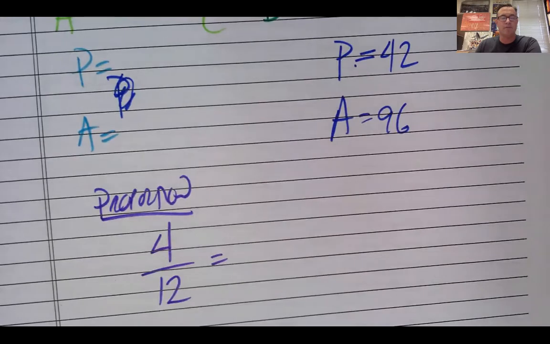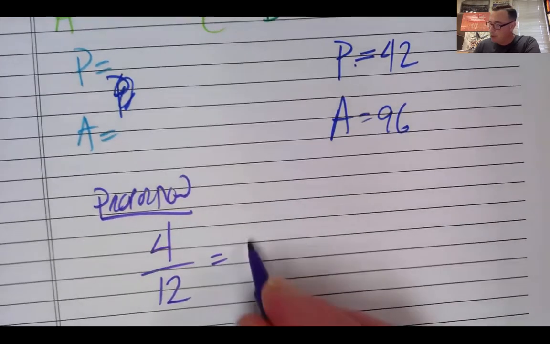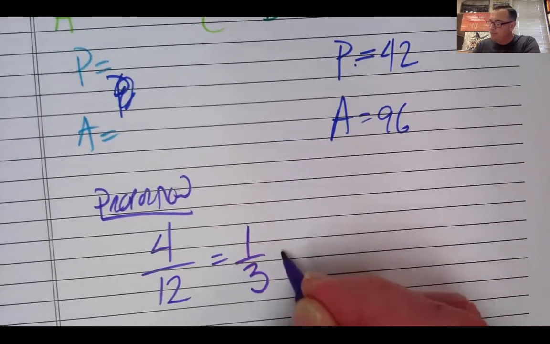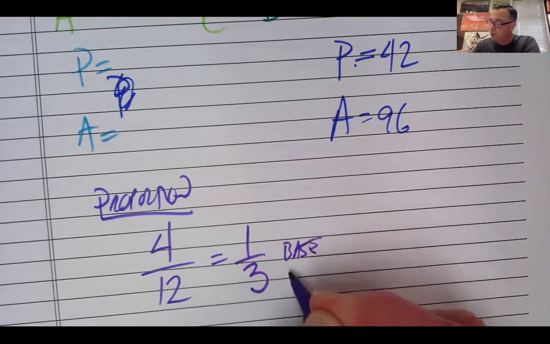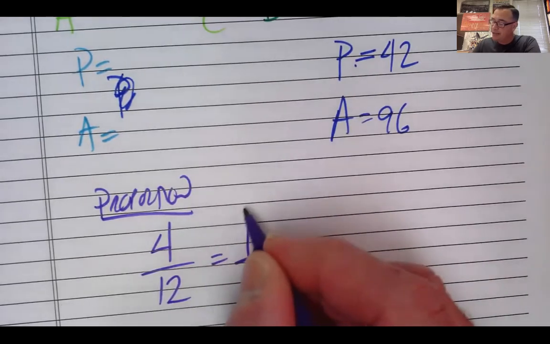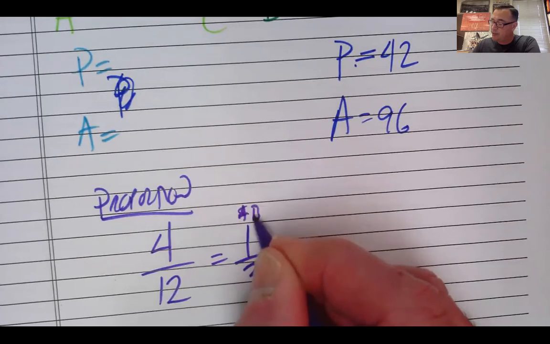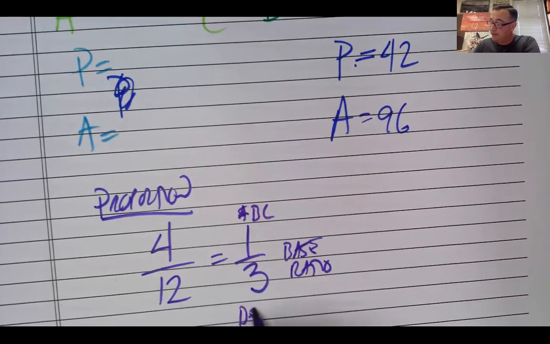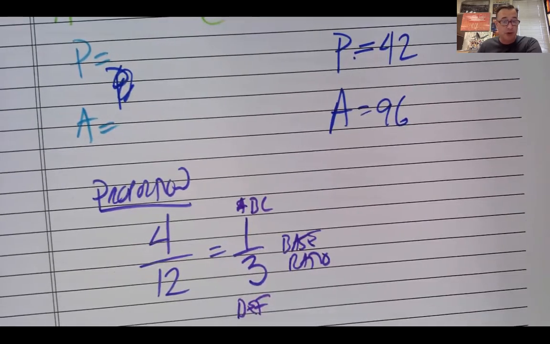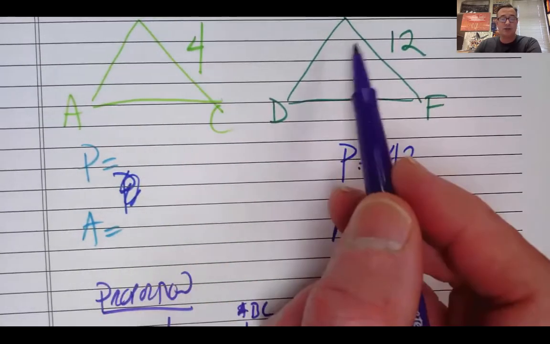4 to 12 reduces to what? 1 to 3. Okay, so 1 to 3 is our base ratio. And I guess the top one is our ABC, and the bottom one is our DEF. Okay, so far, so good. We're dealing with just the relationship between the linear lengths, which is going to be 1 to 3. Now, that's this one to this one.